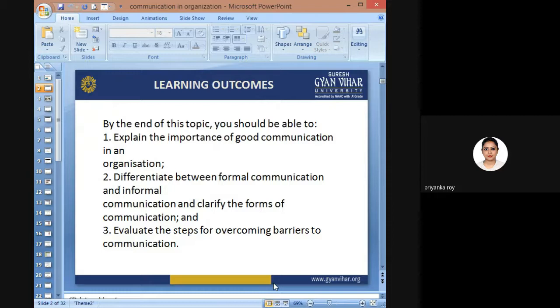Now, the learning outcome of this lecture is that you will be able to explain the importance of good communication in an organization, explain the difference between formal communication and informal communication, clarify the various forms of communication, and evaluate the steps of overcoming the barriers of communication. Okay, so let's start the lecture.